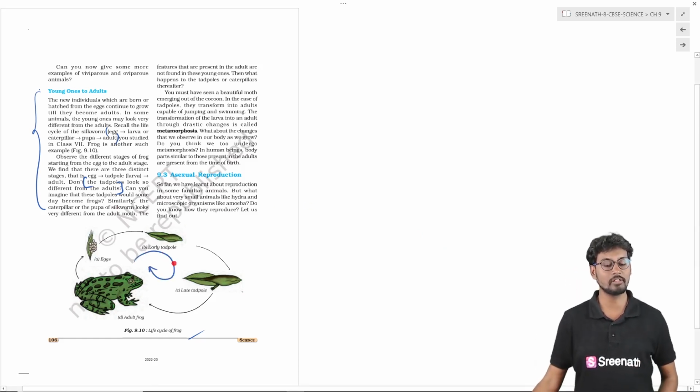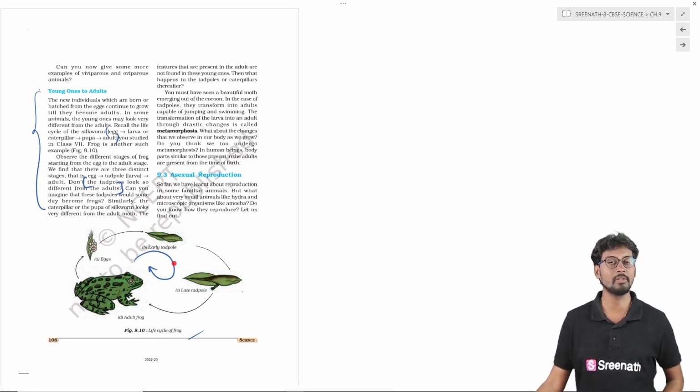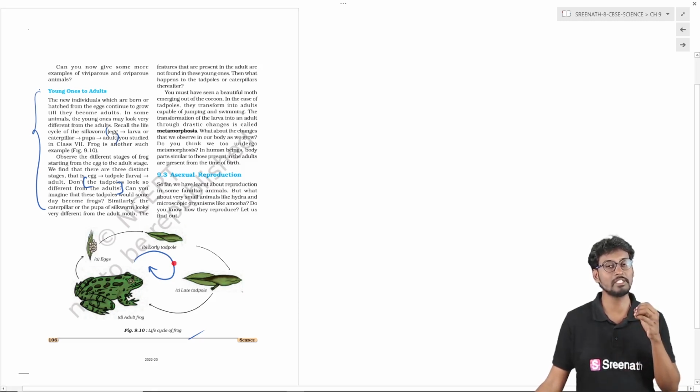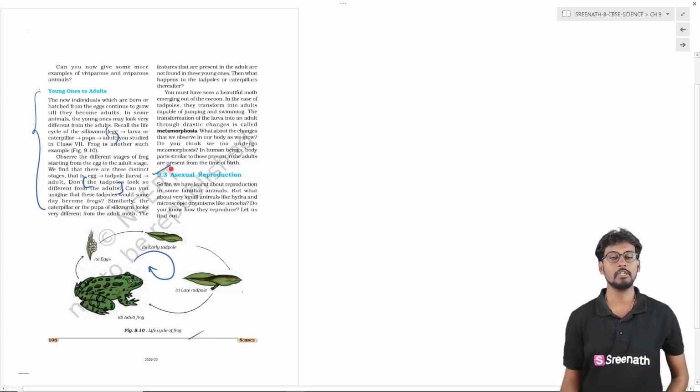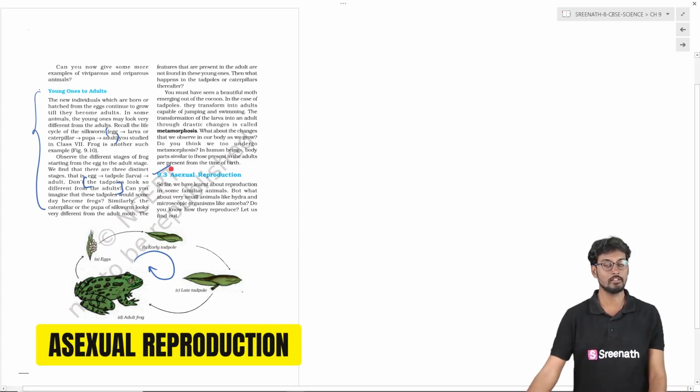Metamorphosis is where we can see the life cycle of the frog or the silkworm, that is, there is a change in the status of the body of the organism. Especially in the silkworm and the frog, we can see a complete change of the mode and pattern of the body. This kind of complete change of the mode and pattern of the body is called metamorphosis. So coming to the third topic, that is asexual reproduction.